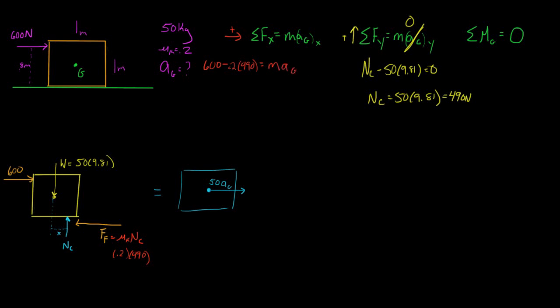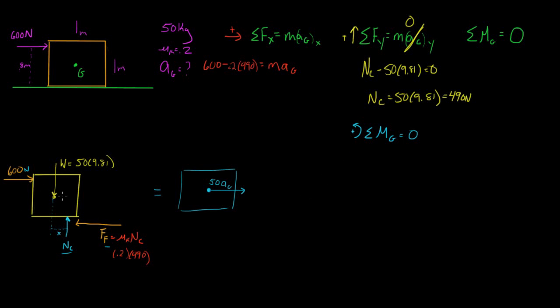And finally, we just have to deal with the sum of the moments equation. I'm going to just write it down here for more space. And if we take the sum of the moments about point G, we're going to have to deal with the 600 Newton force, this normal force, and this frictional force, because the weight is the only force that goes through the center of mass. And we're going to call this our positive rotation direction. When in doubt, I sort of go with the right hand rule.